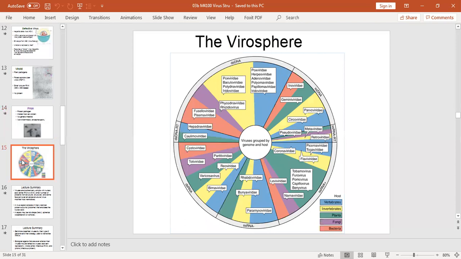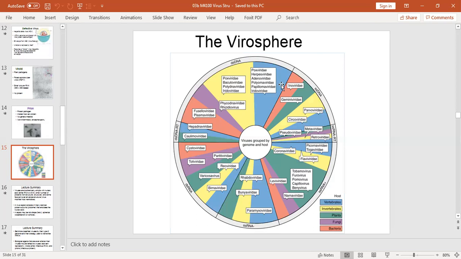Slide number 15 is basically a depiction of the virus sphere. On the outer parameter of this virus sphere, we will see different classes of virus. For example, this class are double-stranded DNA virus, single-stranded, so on and so forth. And there are different viruses within this category. For example, double-stranded DNA viruses include poxviridae, herpesviridae, adenoviridae, polyomaviridae, papillomaviridae, baculoviridae, and so on and so forth.